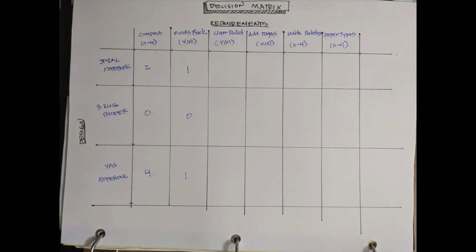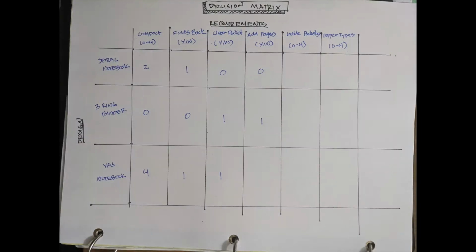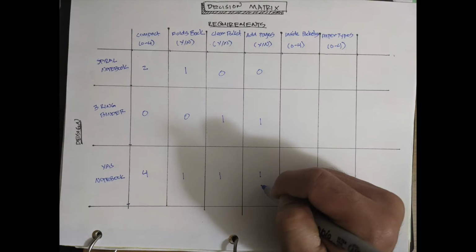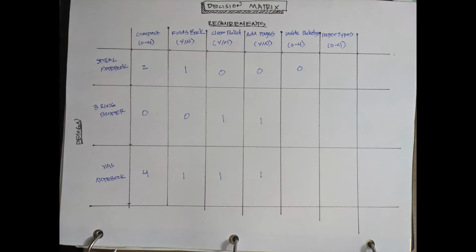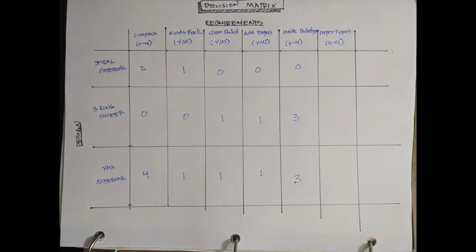The 3-ring binder and the Yas notebook are the only ones that have an outside clear pocket, so that's a no, a yes, and a yes. You can't add more pages to a spiral notebook, but you can add pages to the other 2. The spiral notebook has no inside pockets, so I gave it a rating of 0. But the 3-ring binder and the Yas notebook both have 2 pockets. I gave it a rating of a 3 out of 4. They don't have the highest rating because it could have more pockets if you wanted.